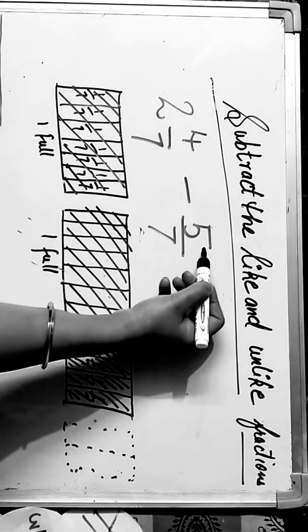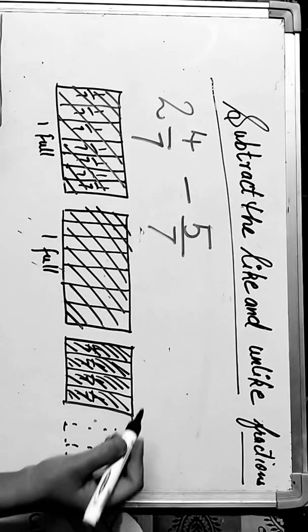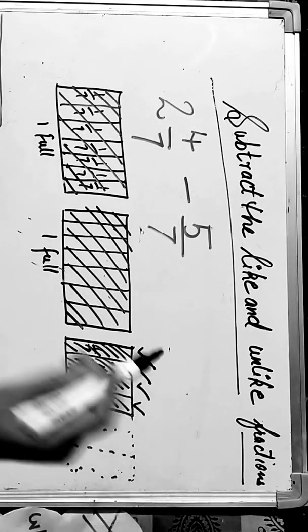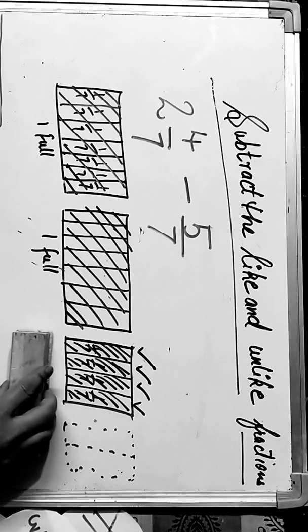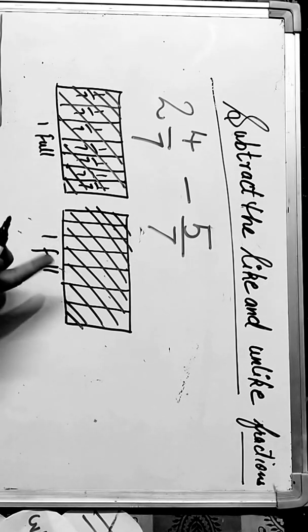I have to eat 5/7. So it's easy. 4/7 can easily be taken out. 1, 2, 3, 4. I can eat 4/7 easily. Okay, I have eaten 4/7 easily. But how many do I have to eat? I have to eat 5/7.